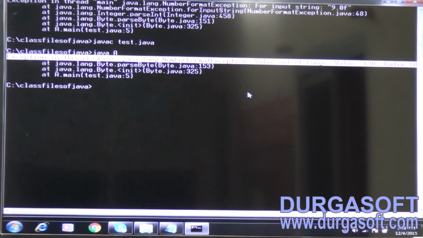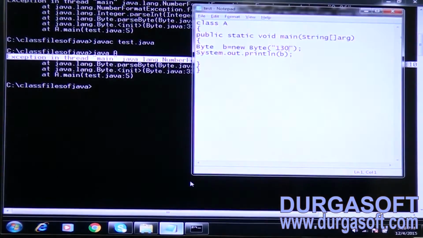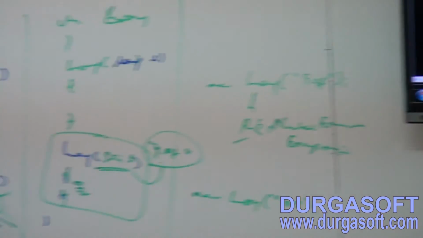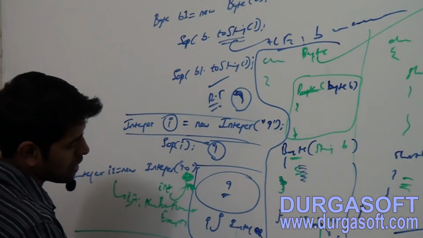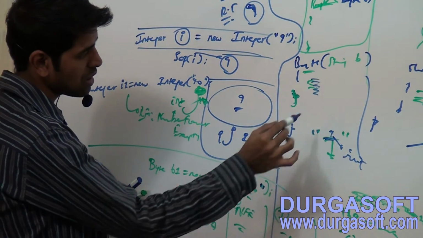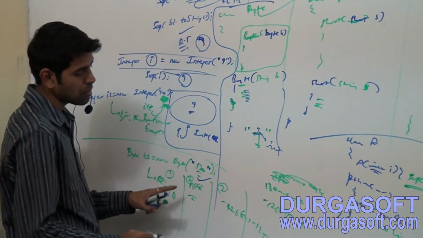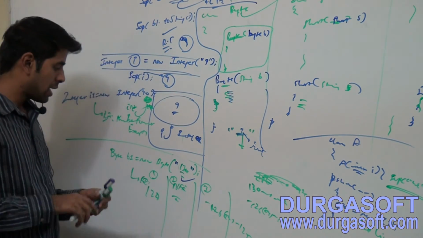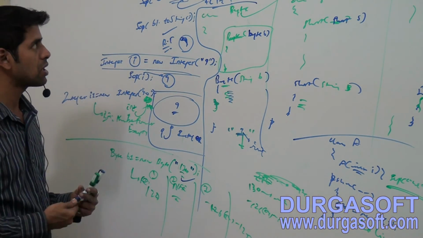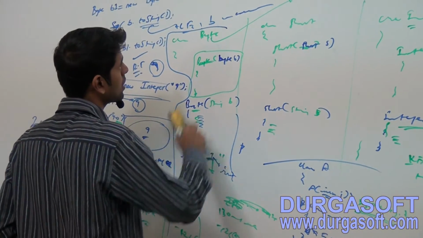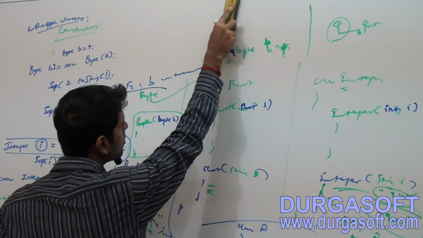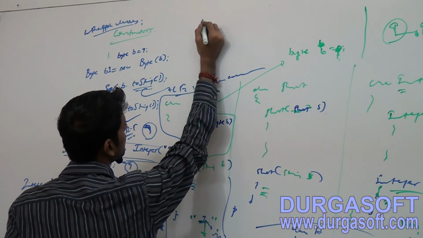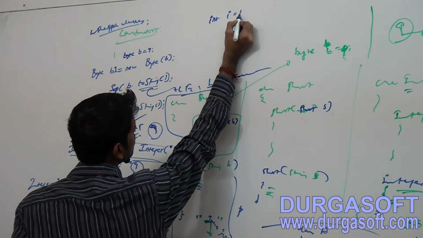The internal implementation is that they are not accepting out of range values of this primitive byte variable. So we are sure that this argument, which is in string format, must be within the range of byte only, otherwise number format exception. Now why I have said all of these things: observe here, between the primitive variables, int i equals 130.